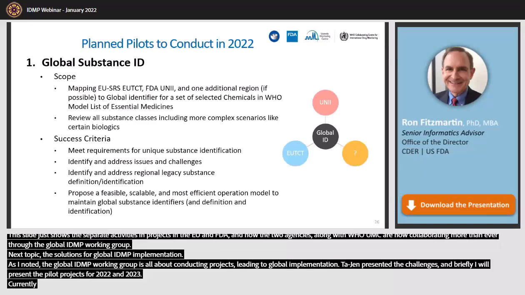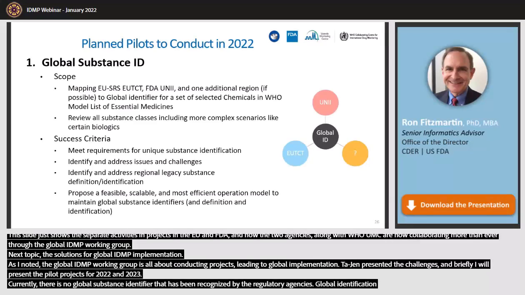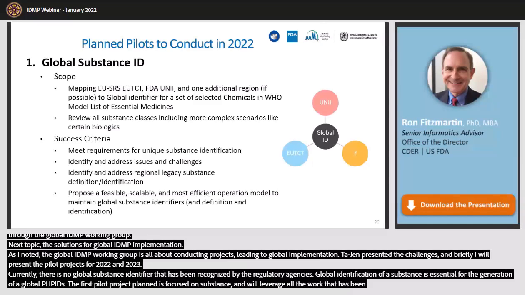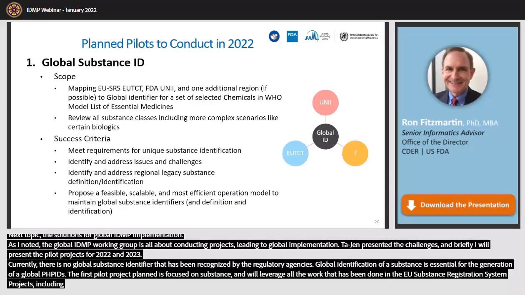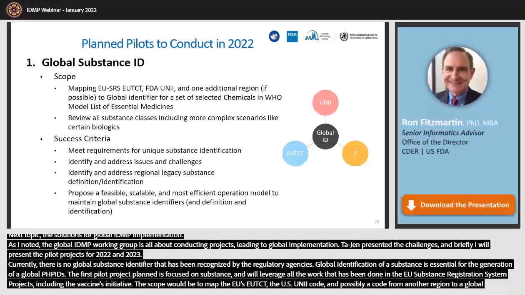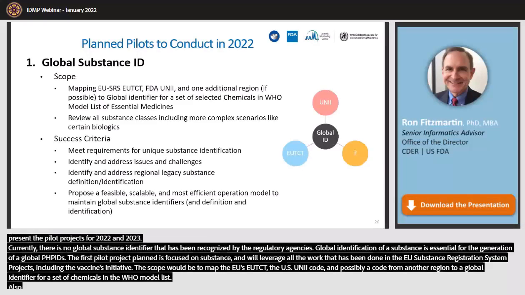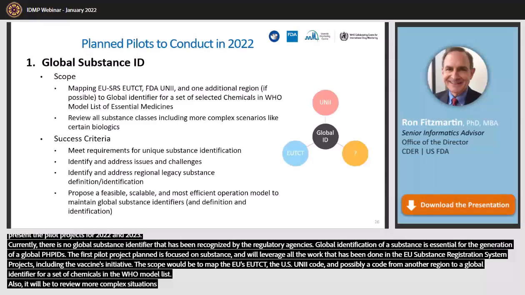Currently, there is no global substance identifier that has been recognized by the regulatory agencies. Global identification of a substance is essential for the generation of a global PHPID. The first pilot project planned is focused on substance. It will leverage all the work that has been done in the EU Substance Registration System projects, including the Vaccines Initiative. The scope would be to map the EU's EU TCT, the US Unicode, and possibly a code from another region to a global identifier for a set of chemicals in the WHO model list. Also, it will be to review more complex situations related to biologics.